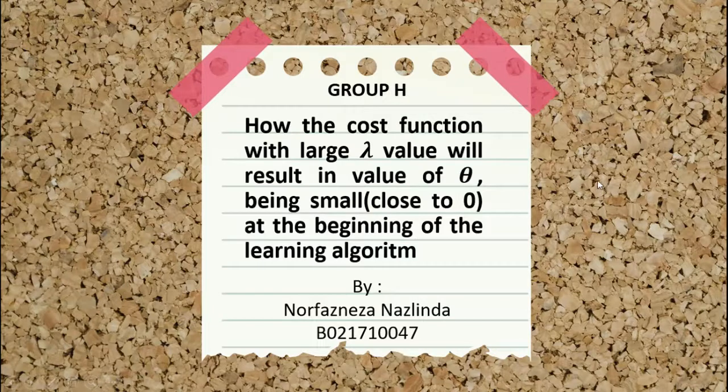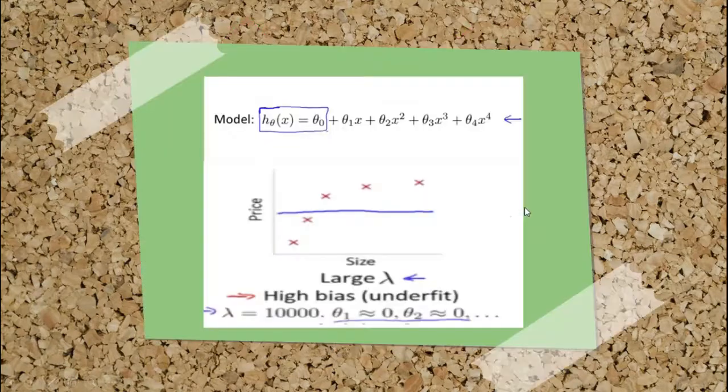I'm from Group H. I will explain how the cost function with a large lambda value will result in the values of theta being small, close to 0 at the beginning of the learning algorithm. Suppose we are fitting a very high order polynomial equation like the formula shown here, but to prevent overfitting, we are going to use regularization.